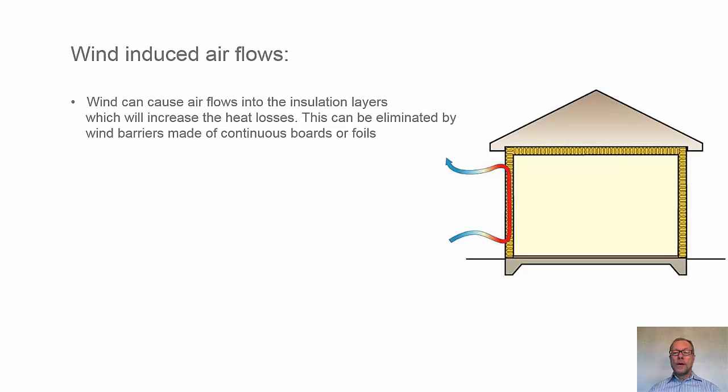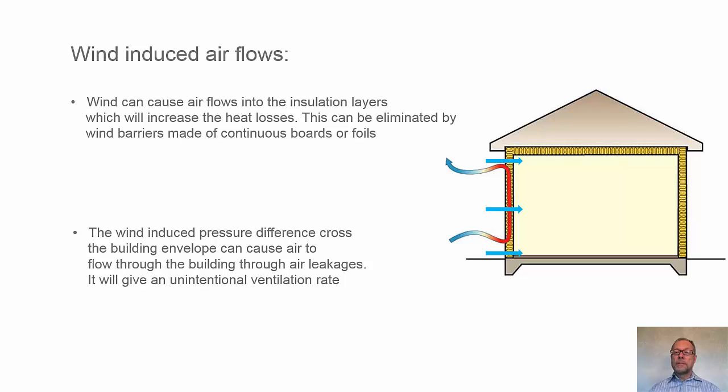Wind-induced airflows. We have on the windward side positive pressure from the wind, and this can cause air to penetrate into the building envelope, and as in this case go inside the insulation material and drag out heat, which will make the energy efficiency of the building less good. This can be eliminated by wind barriers, which protect the building envelope from penetrating air originating from the wind.